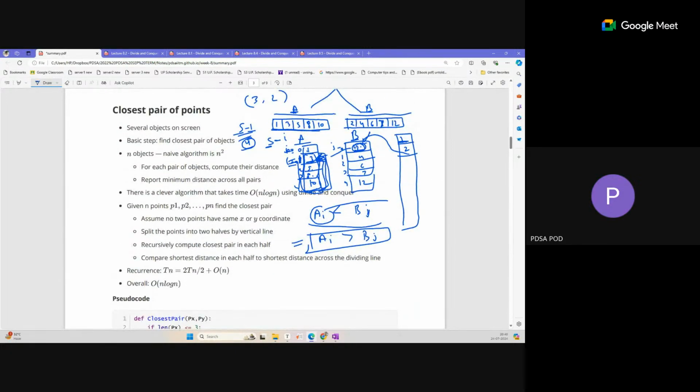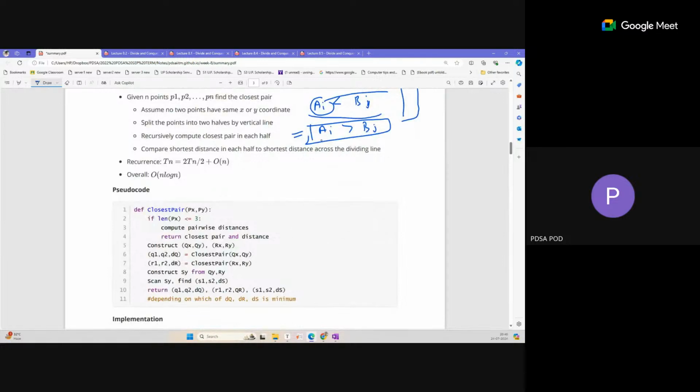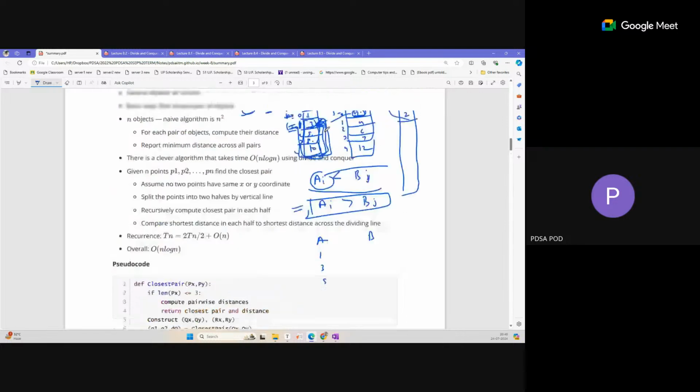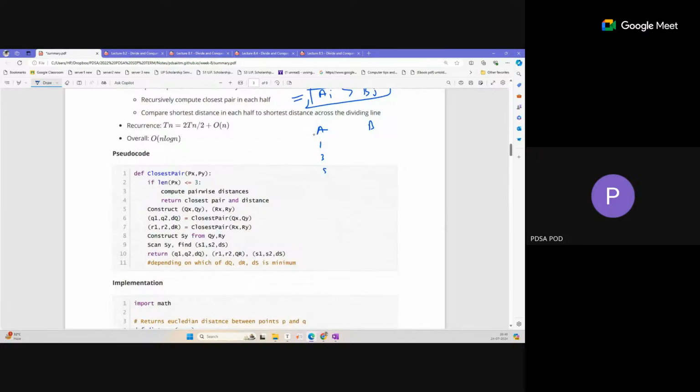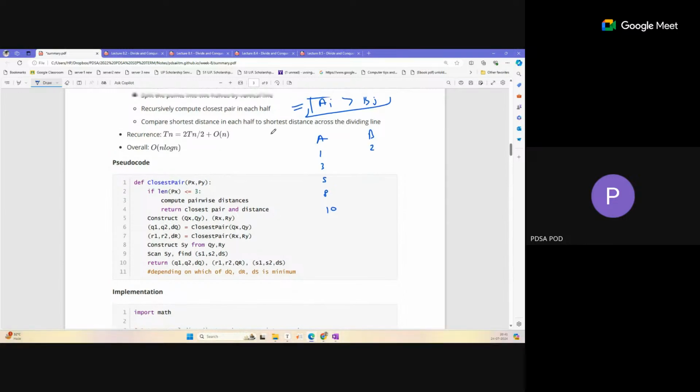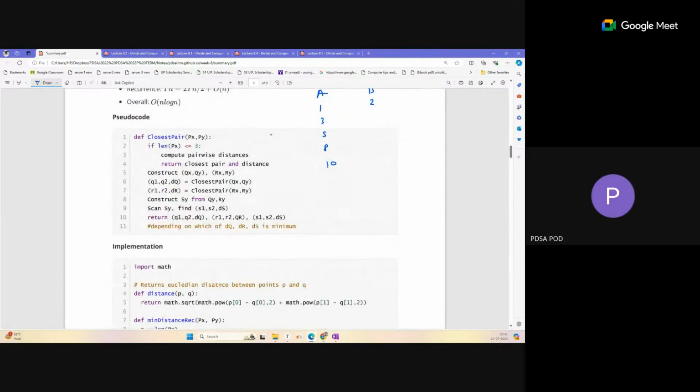So here we have 2 lists, so I'm just creating them again. This A list and this B list. Here we have the elements 1, 3, 5, 8, 10, and on this side we have 2, 4, 6, 7, 12. Both are lists, with 0 indexing: 0, 1, 2, 3, 4, and this is also 0, 1, 2, 3, 4.